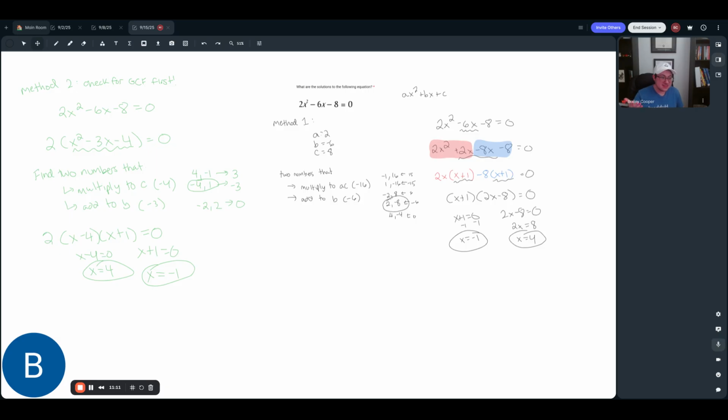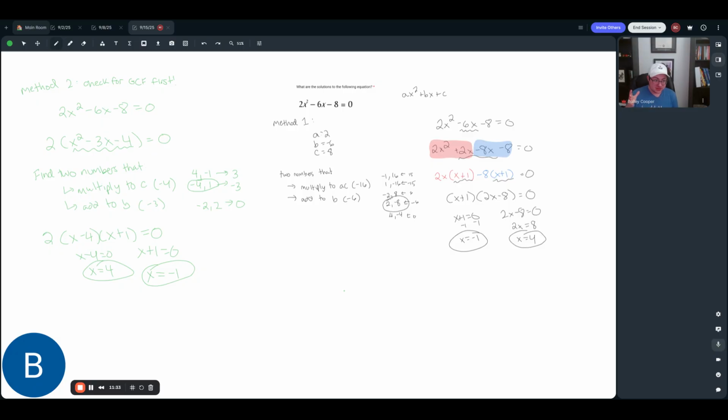There has to be a GCF that you can factor out to do this, though. And not always. If your numbers are really weird, if it's like, for example, 3x squared plus 7x minus 11 or something, there's no GCF there, and you're just going to have to go straight to the long way. So bear that in mind.